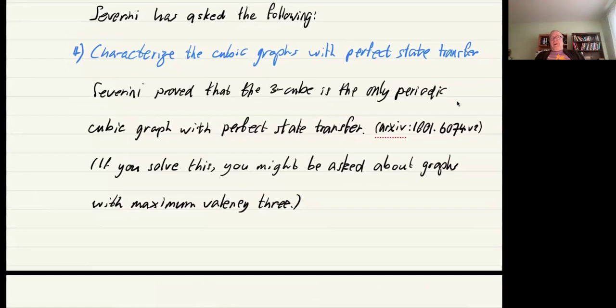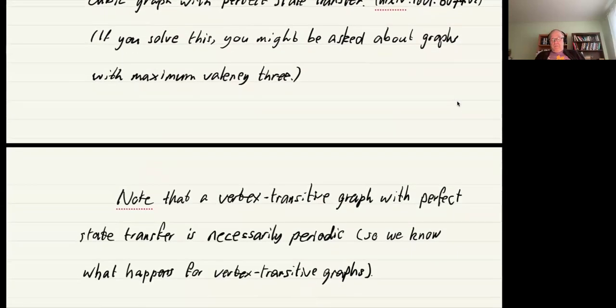Okay. But there's lots of questions you could ask. What about the bipartite case? What about the walk regular case? And I was talking to somebody the other day, and they said, what about the 4-regular case? But that's going to be harder than the cubic case. The cubic case is going to be hard enough. So anyway, that's the question.